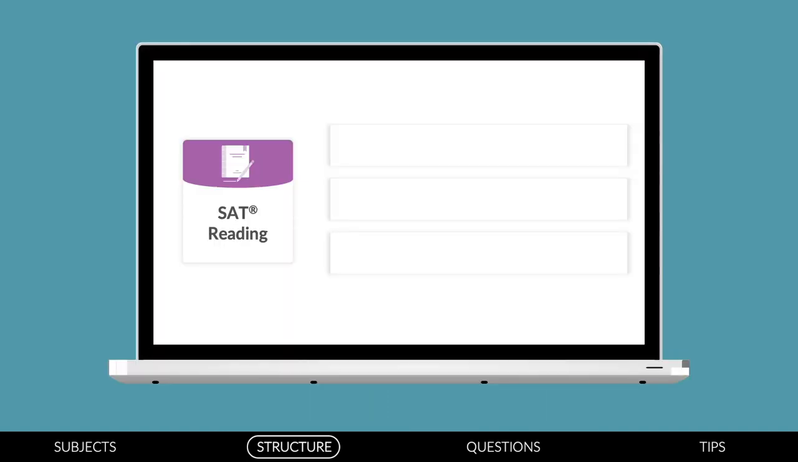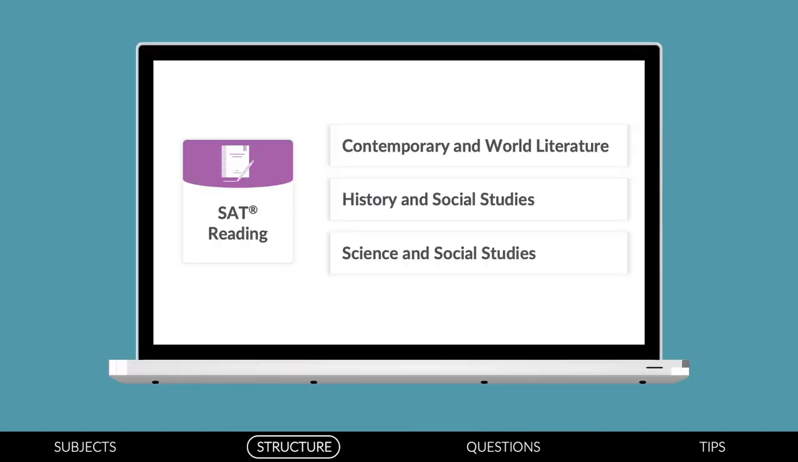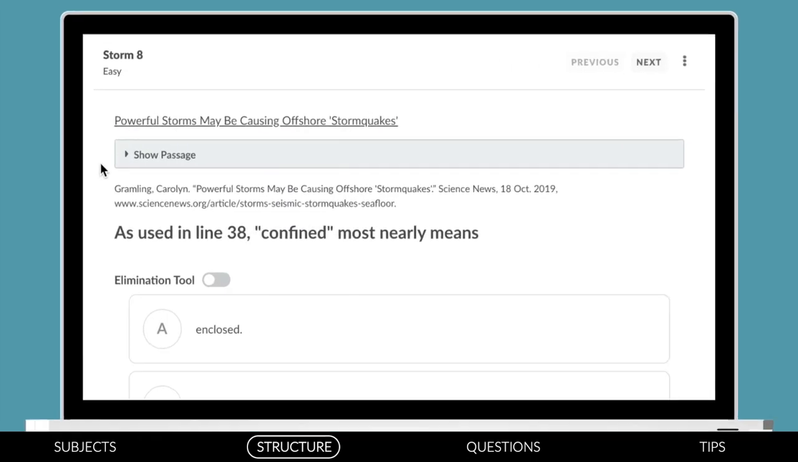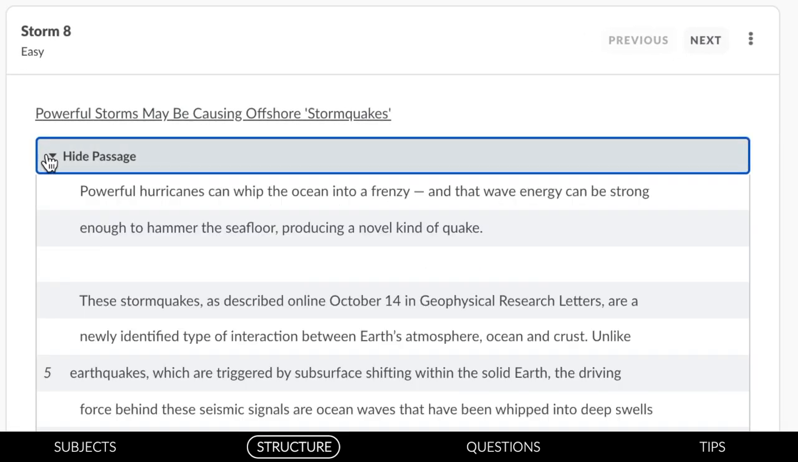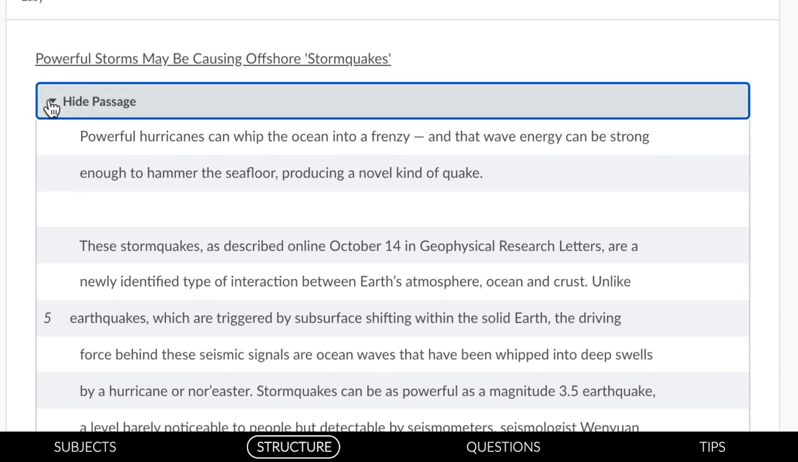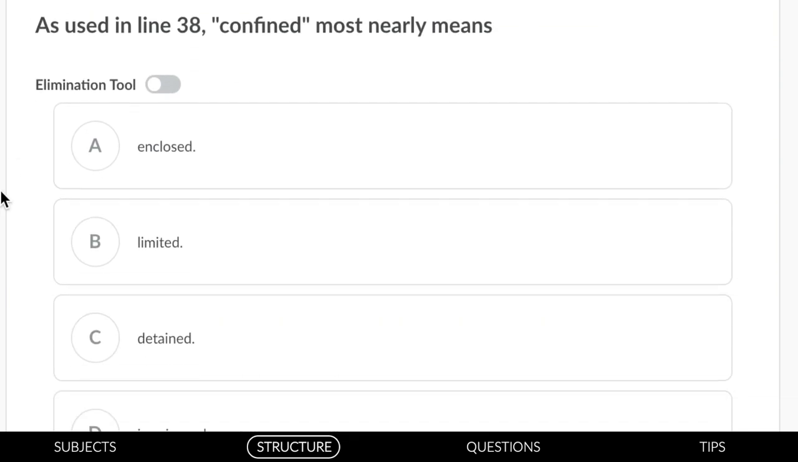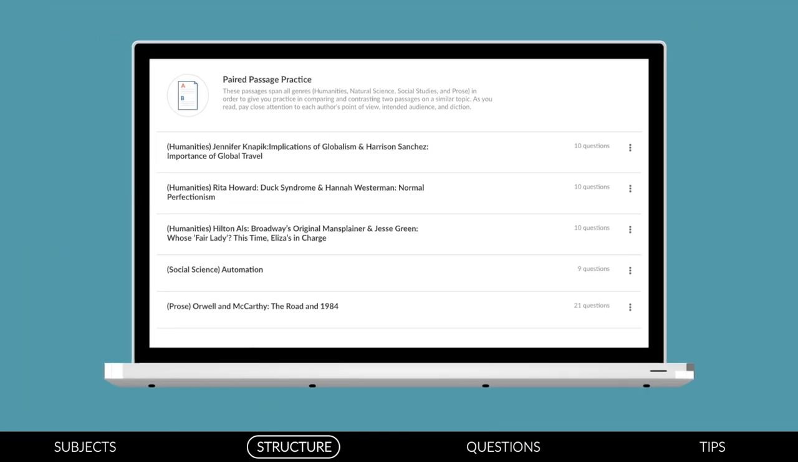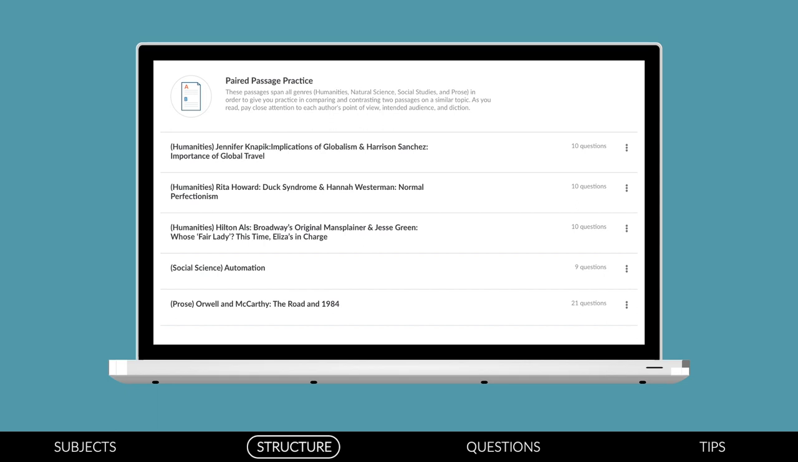Passages in SAT reading are grouped by the most commonly assessed themes: contemporary and world literature, history and social studies, as well as science and social studies. Our practice passages, like this one called Stormquakes, always align with the word count, reading level, and interest area from actual exams. Prompts include collapsible passages, line numbers, and question stems, exactly like the real test. We even offer paired passages, so students get comfortable with this unique question format.